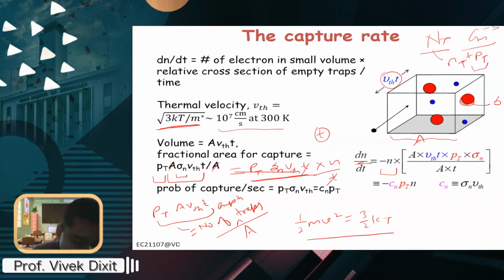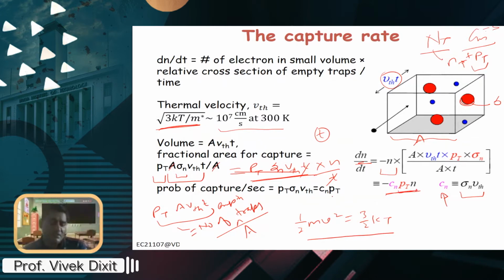What will you get? Pt n sigma v. Sigma v is called the capture coefficient, defined as Cn. So your dn/dt comes out to be, of course negative because these electrons are getting captured, Cn times Pt times n. And that's what we saw in the previous slide. Due to the capture, it is Pt times n.